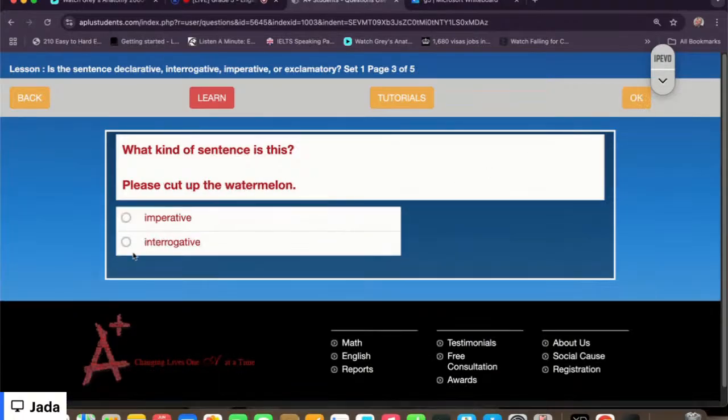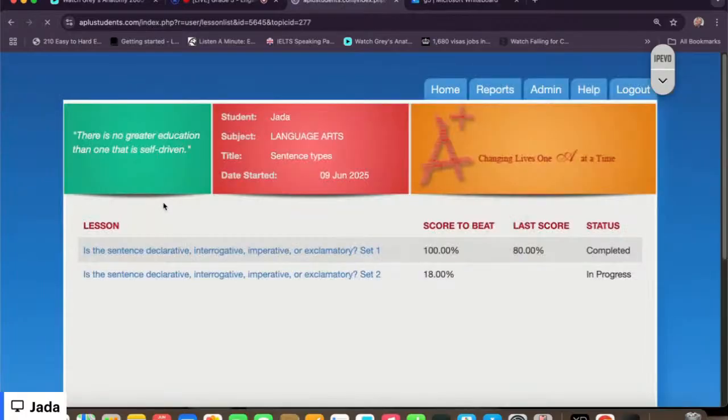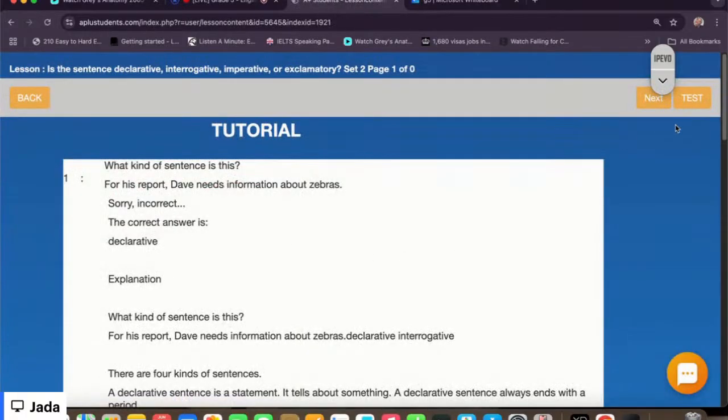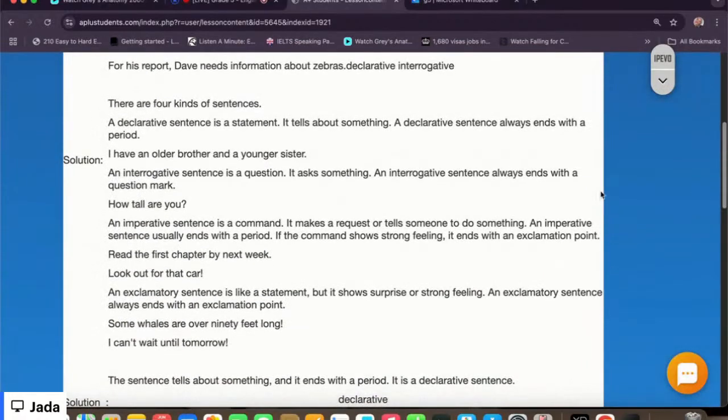Okay, so we'll move on to the next lesson. It's basically the same thing. It just has all the questions in it. Okay, so it's the same explanation that we know.